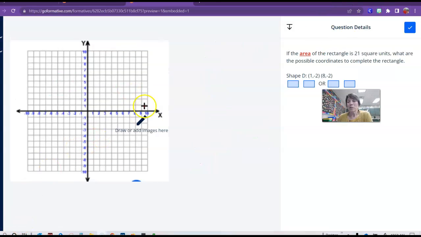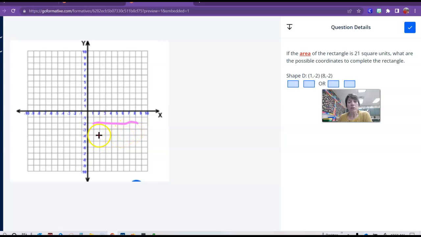Now this problem is similar, except now we're dealing with area, which means the space inside. So we'll graph the 2 points we have, which are 1, -2, over 1, down 2. And then also over 8, down 2 for my 8, -2. This says that we want an area of 21. So if we draw this line in, we can see that's 7 spaces here.